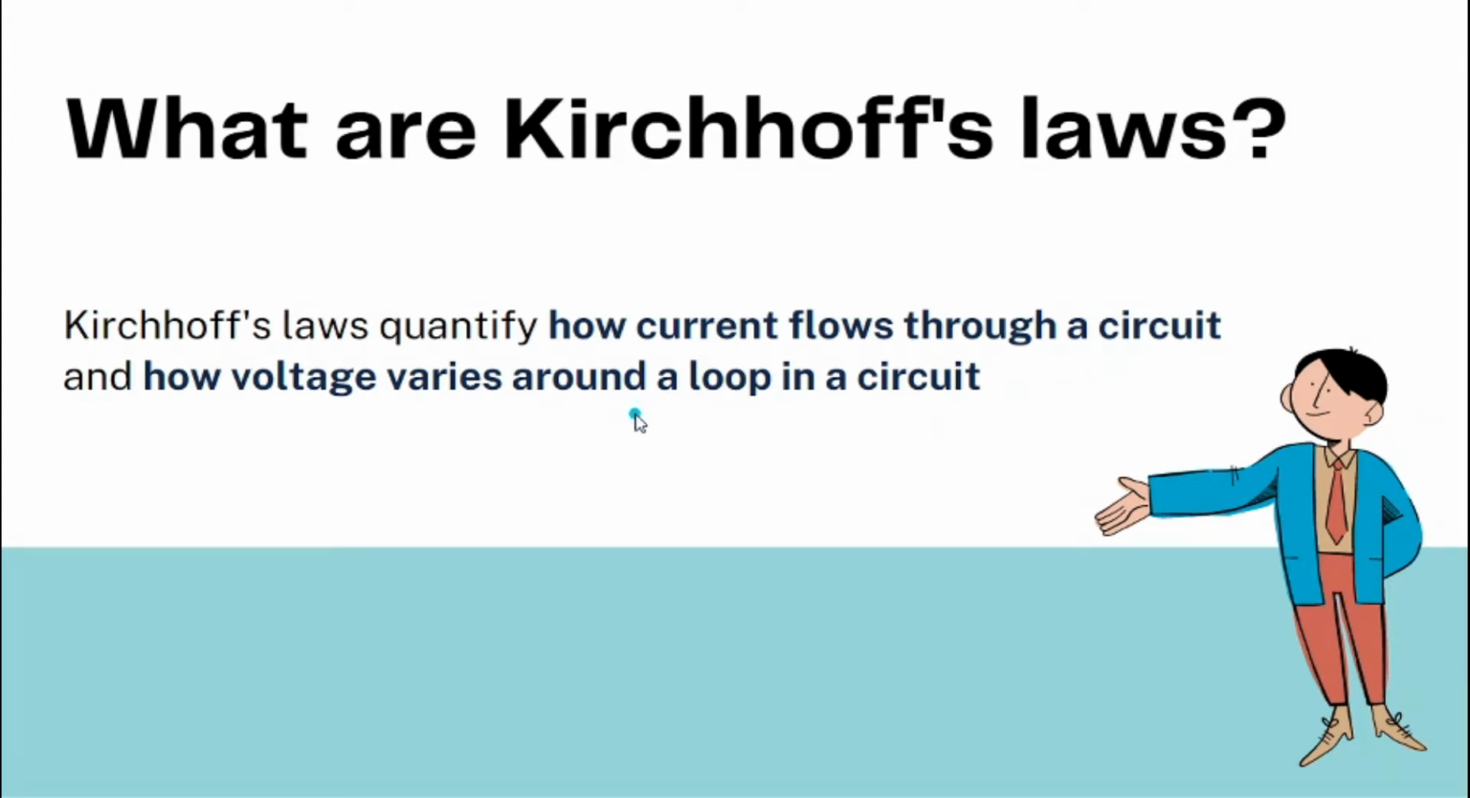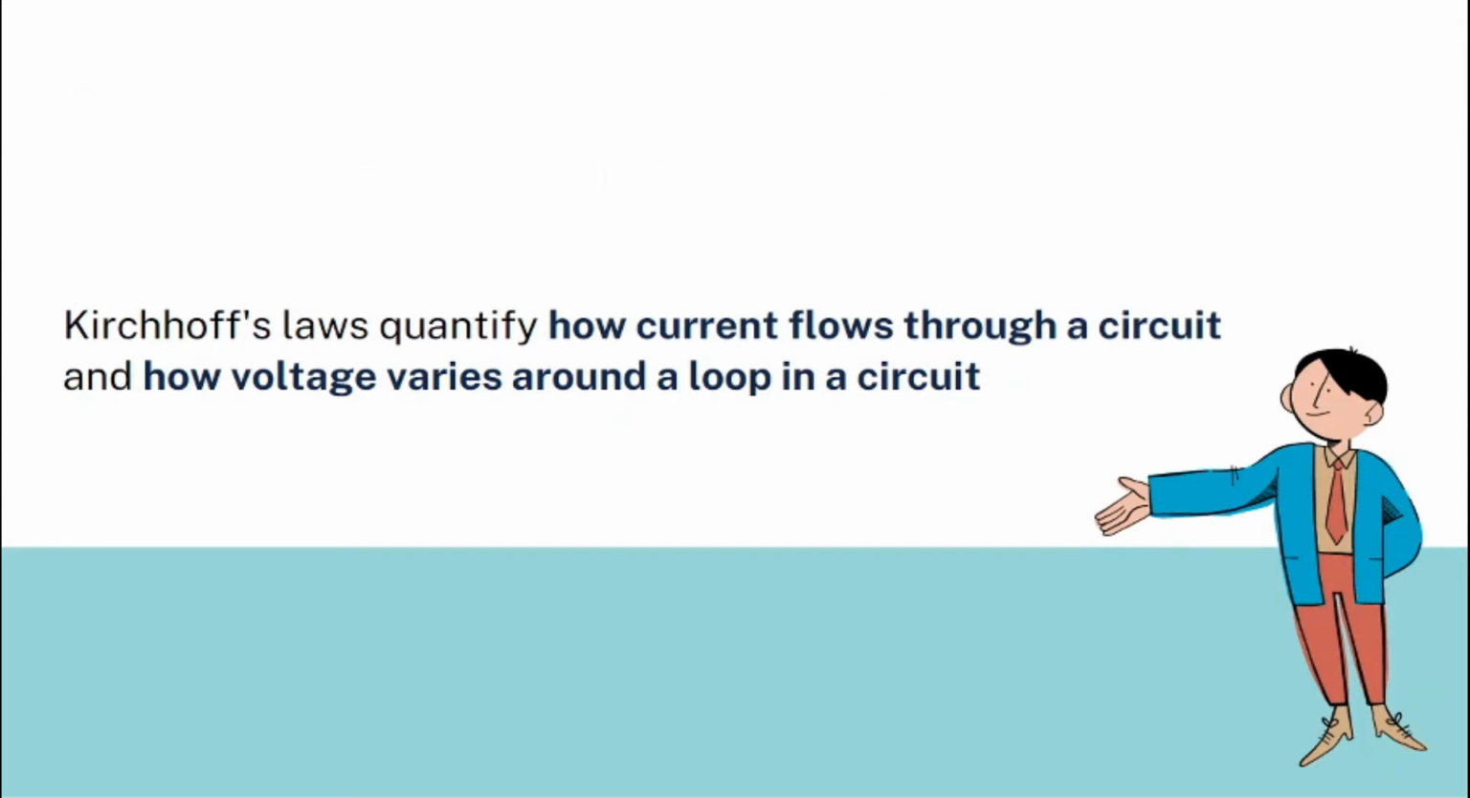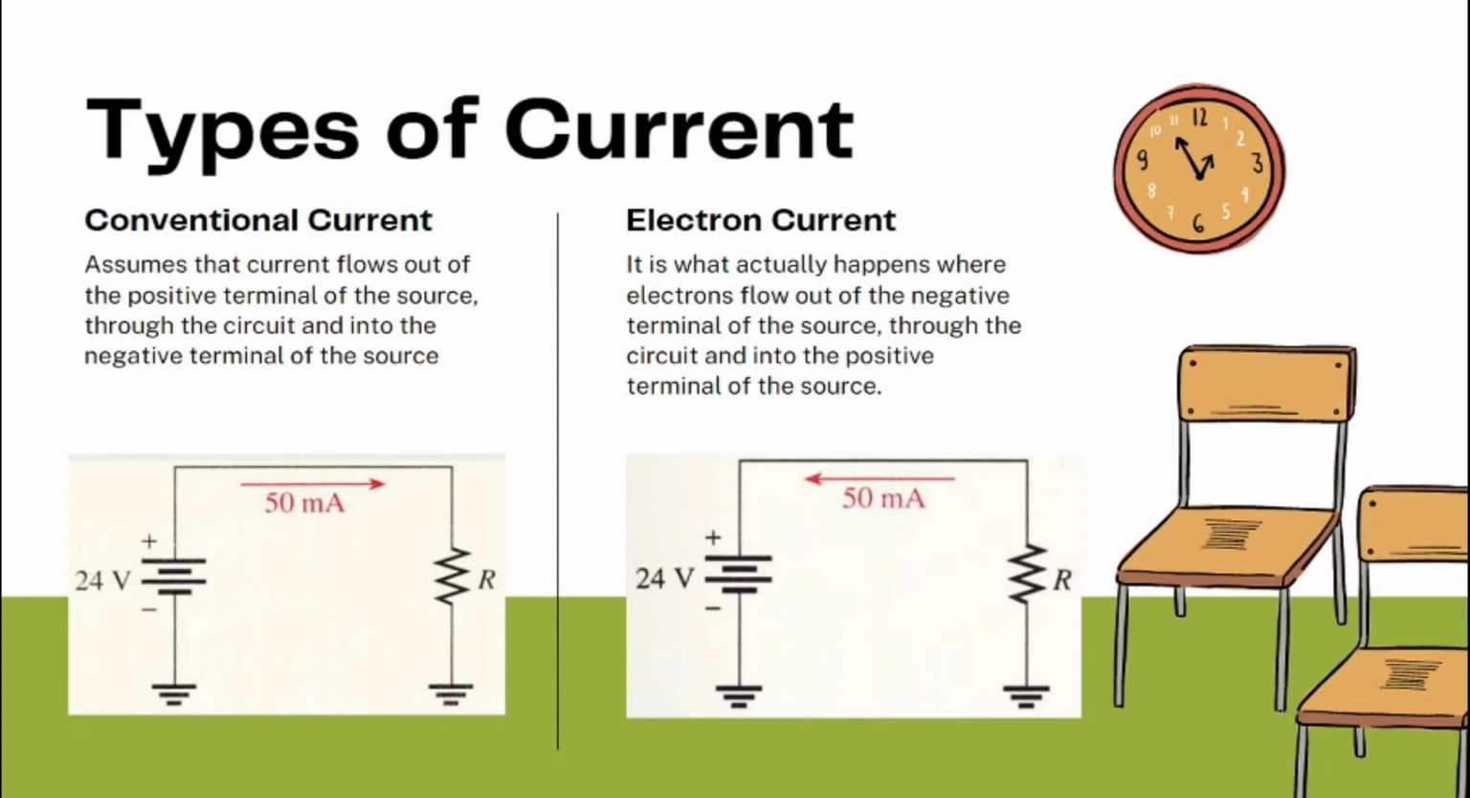Okay. So before we move into the two laws of Kirchhoff, we still have to establish the types of current. Okay, so depending on our type of current used in the analysis will actually affect our solving or solution for the problem. Okay, so we have two types of current. We have conventional current here, and we have electron current, this one.